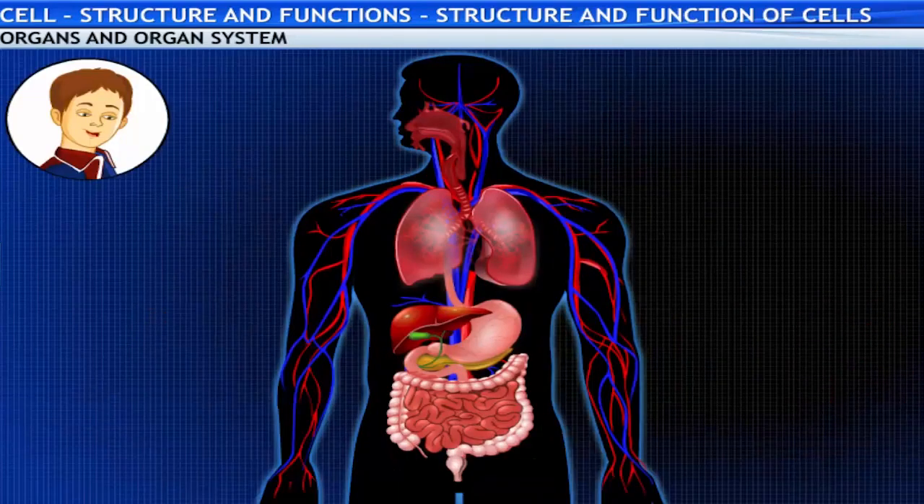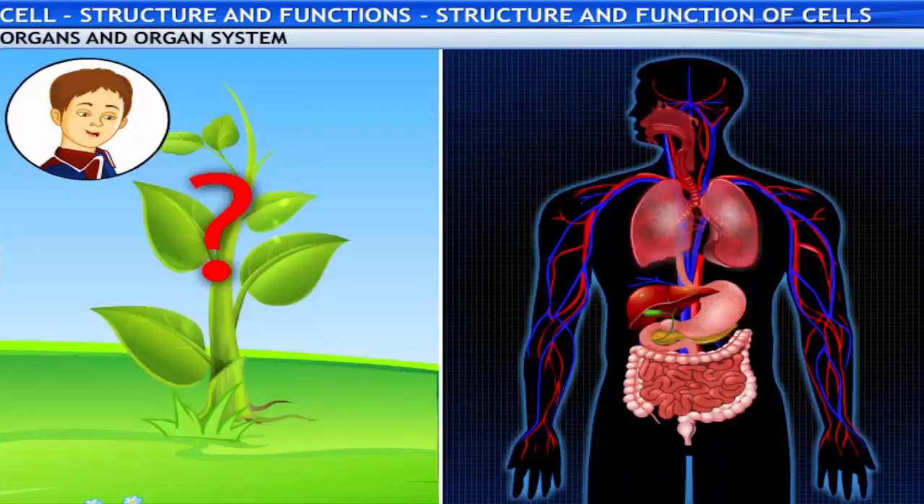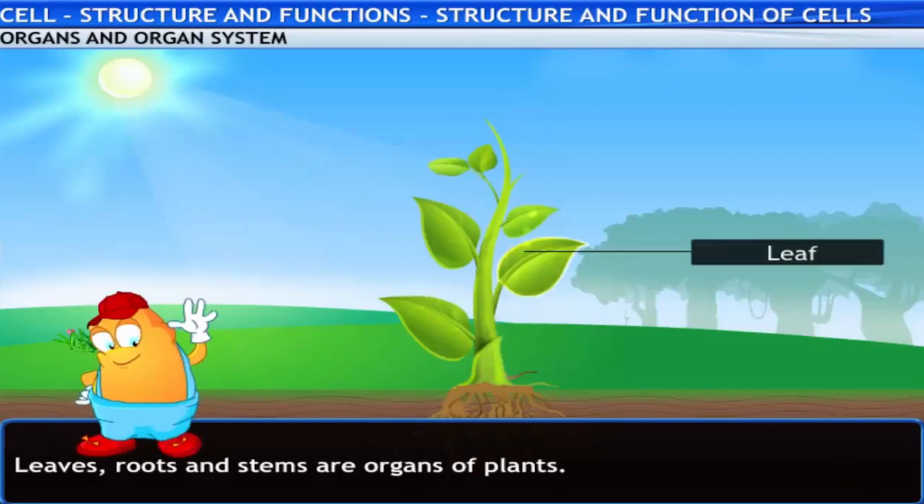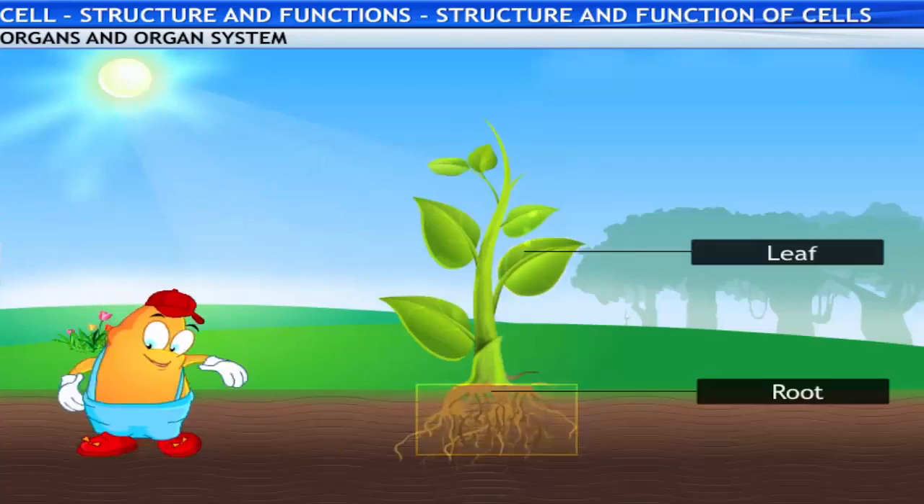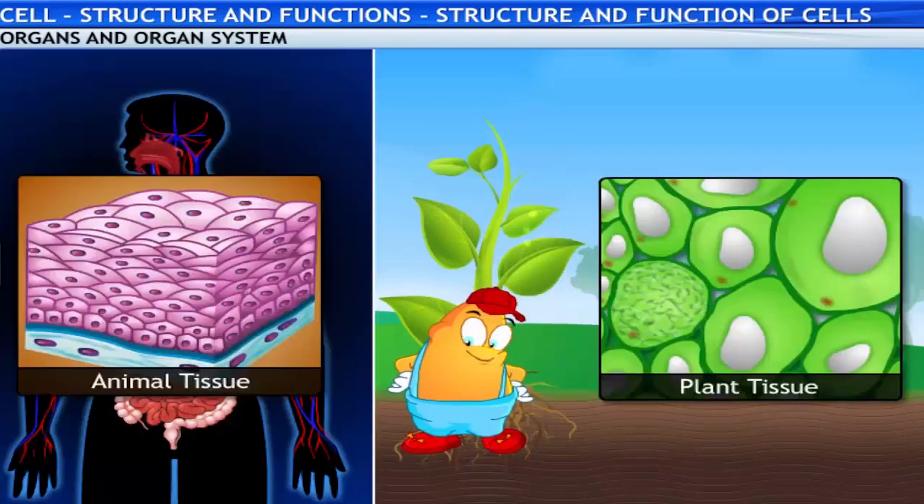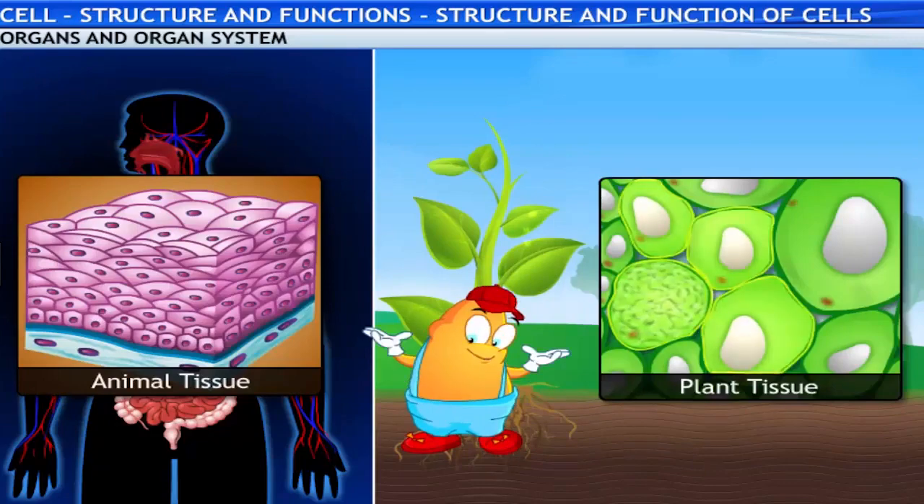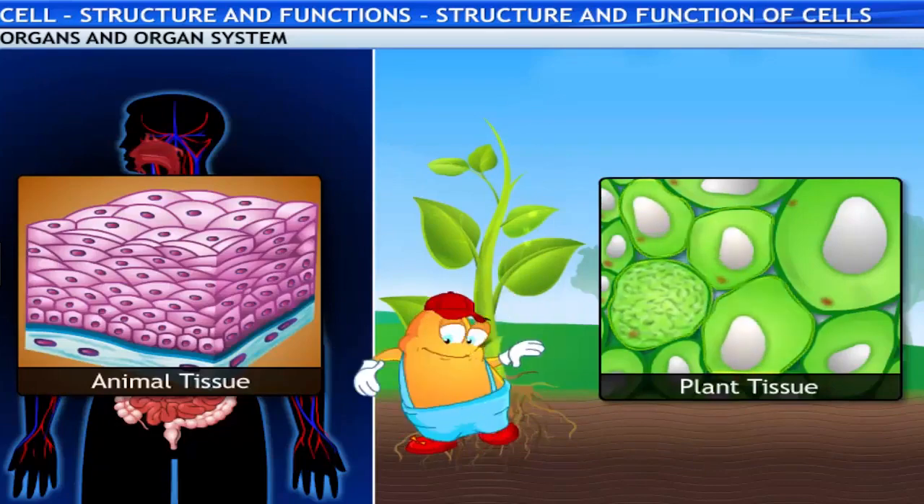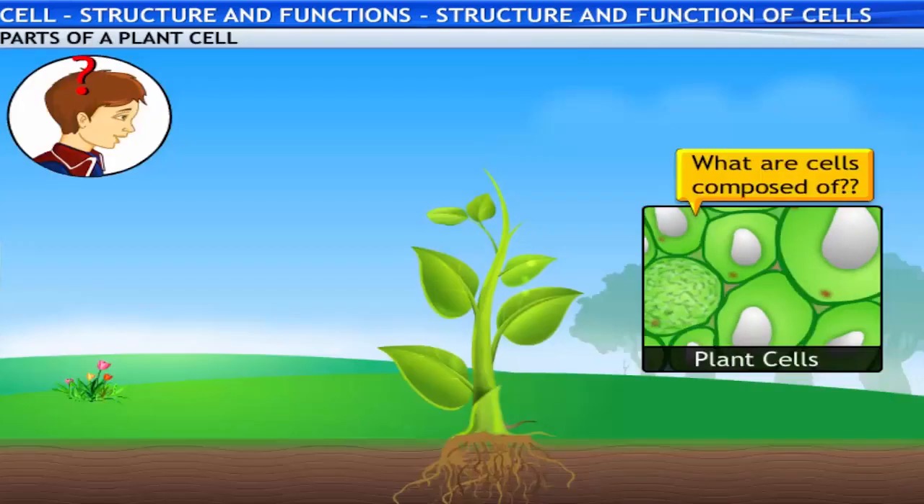Amazing architecture. But what about plants? What organs do they have? Leaves, roots, and stems are organs of plants. Like animal tissues, these are also made of tiny units of cells. What about the cells themselves though? What exactly is their function? And how do they perform their tasks?